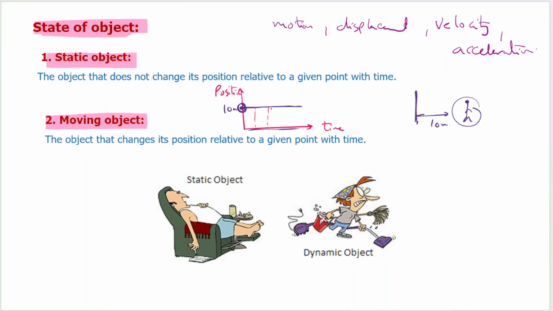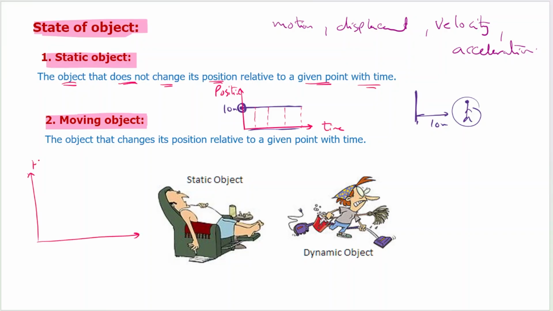After 2 seconds, it's still 10. After 3 seconds, 10. After t seconds, it's still 10. So this means that this object is not moving. There is no change in its position. So what's meant by a static object? It is the object that does not change its position relative to a given point, which is the reference, with time.